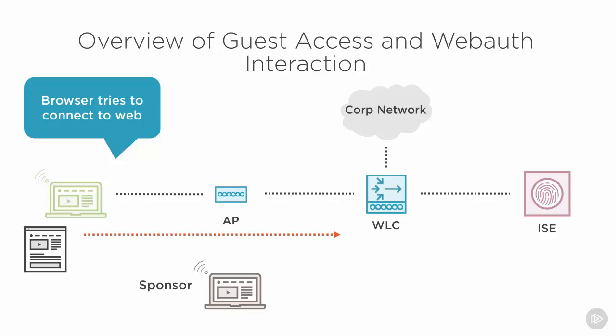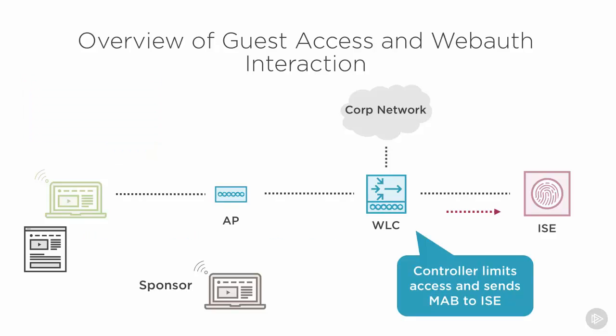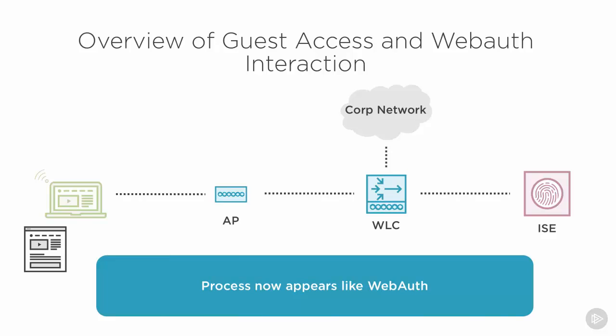All right, so the browser tries to connect to the web. The controller is limiting access right now and only allowing connectivity over to ISE and maybe DNS and maybe DHCP, right? Some of the just necessary things. And they're going to send a MAC authentication bypass request over to ISE because we know their MAC address when they connected to the wireless, but we don't know anything else about them. Now, ISE at this point is going to process this just like WebAuth was processed in the previous module that we looked at.